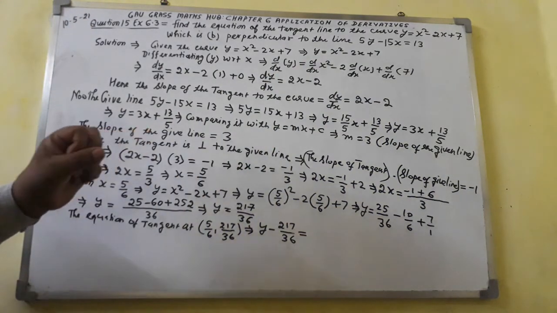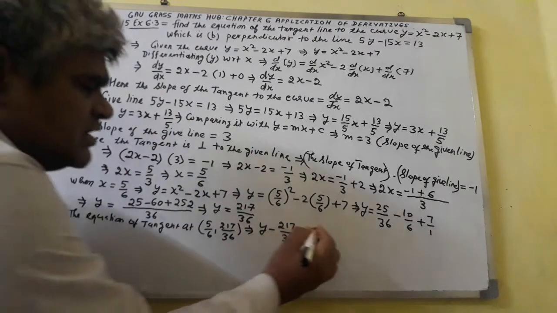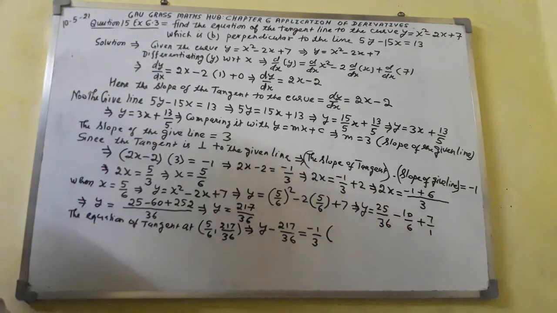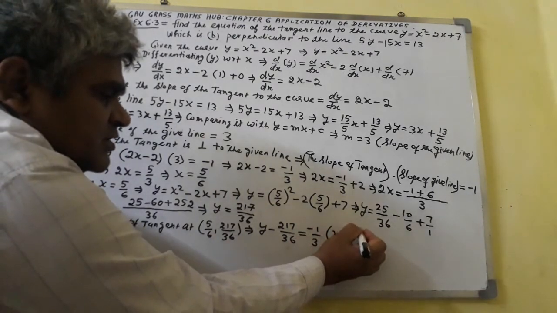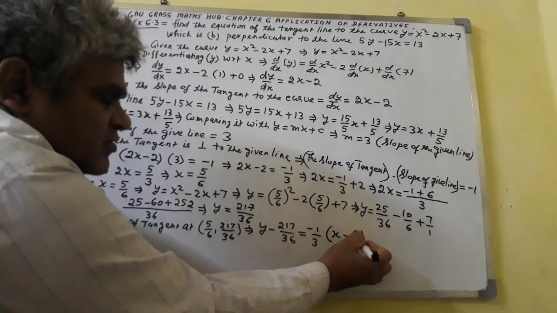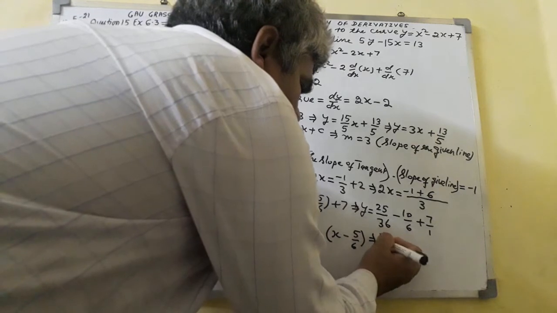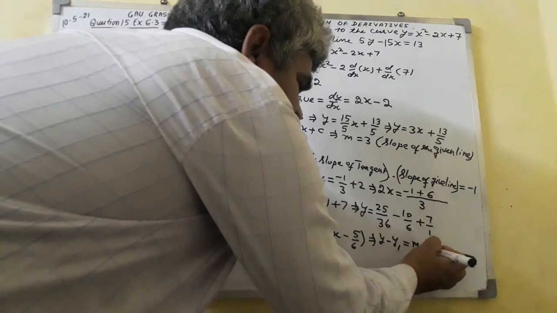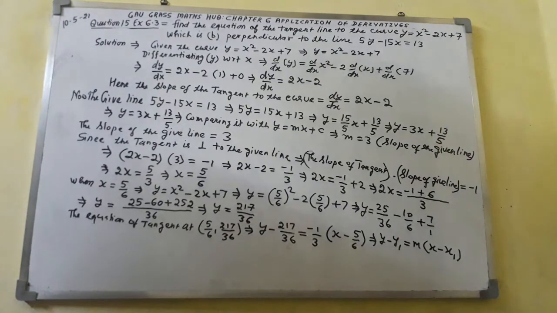Here 2x minus 2 is equal to minus 1 over 3. So here write minus 1 over 3 times x minus x1, 5 over 6. This is the same as y minus y1 equal to m times x minus x1. General equation of a tangent. This thing we have got. So what we will do here?